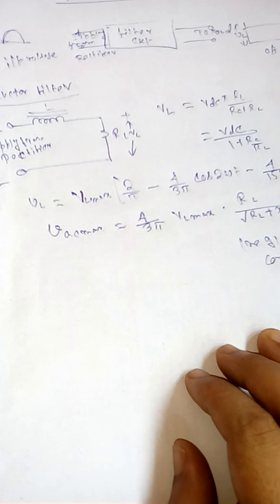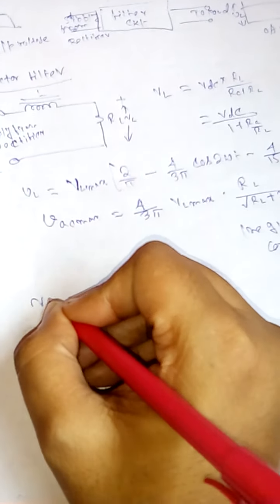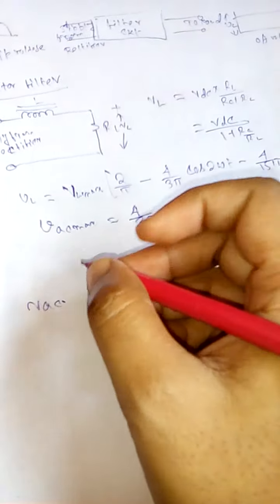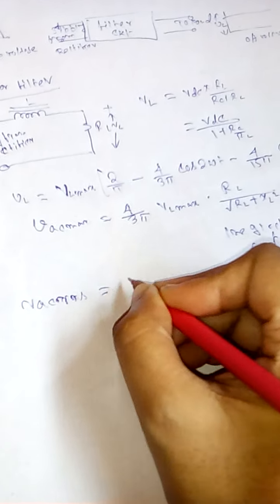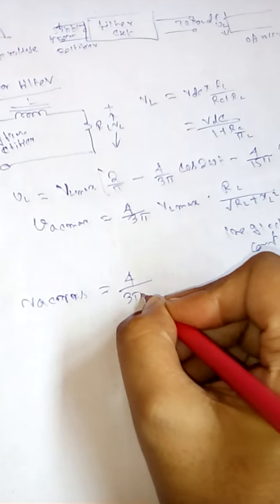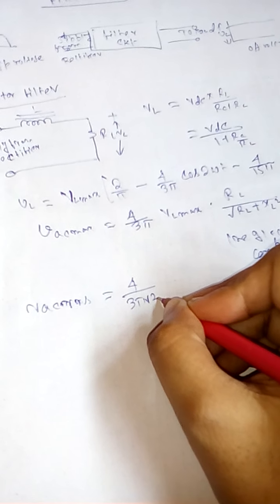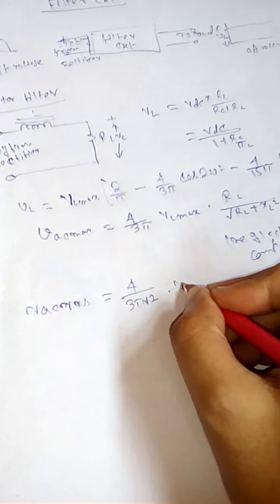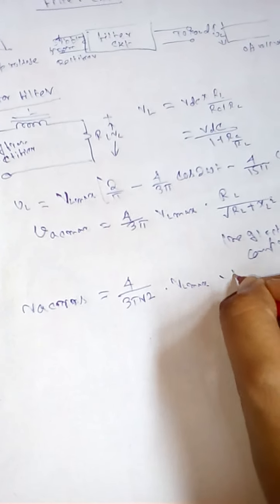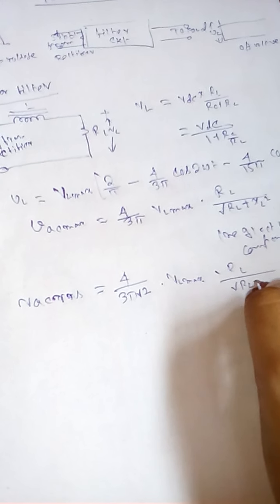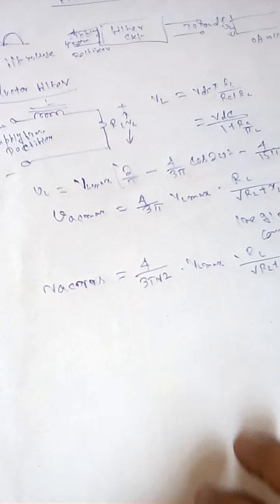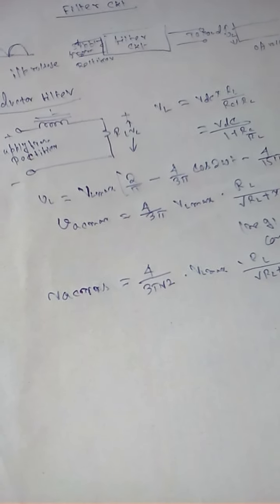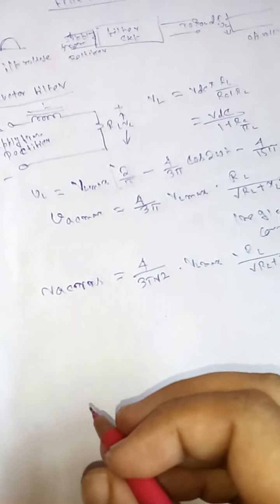The RMS value is given by VAC RMS equal to 4 by 3 pi root 2 into VL max into RL by root over RL square plus XL square. This is the RMS value of the AC voltage across RL, given by VAC RMS.